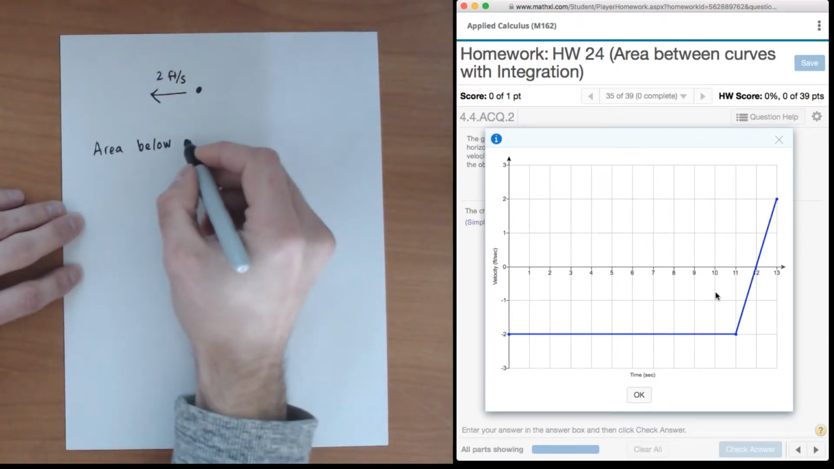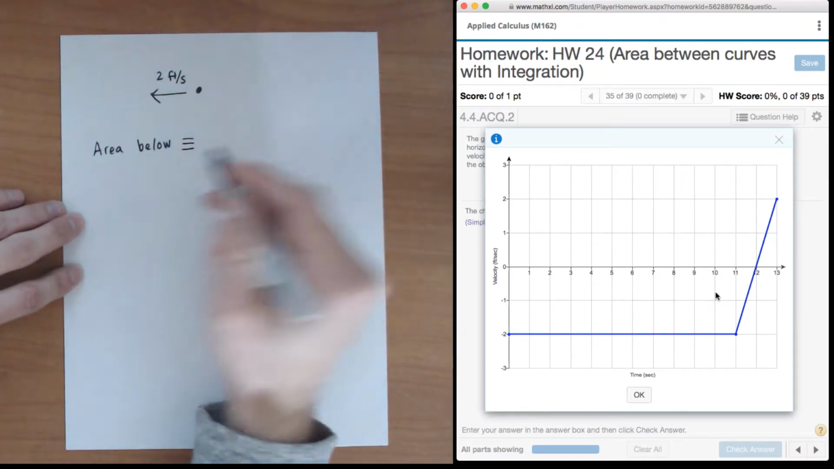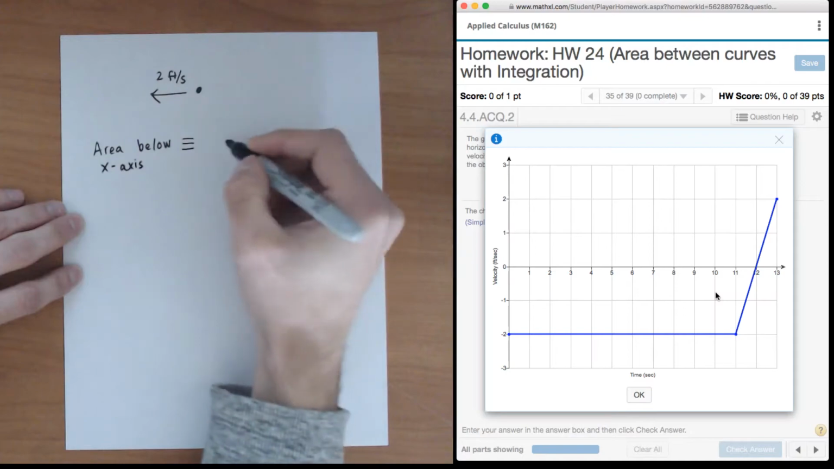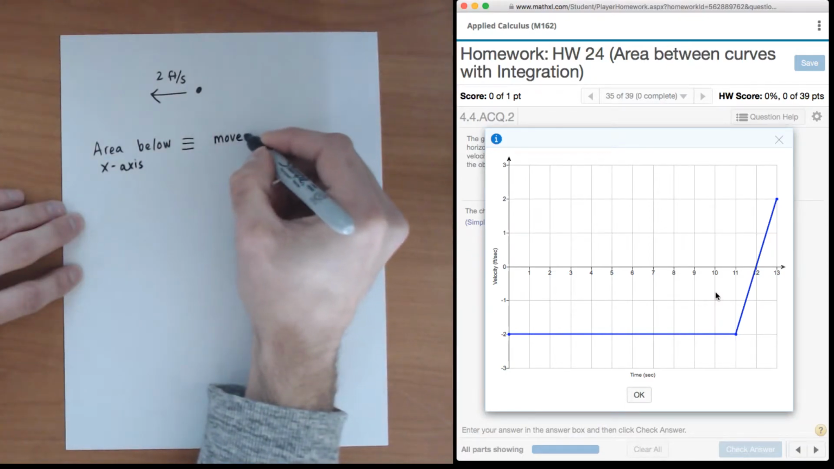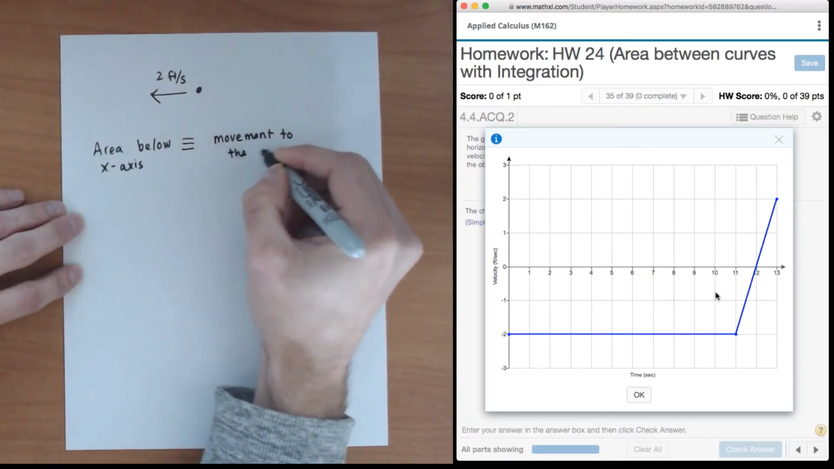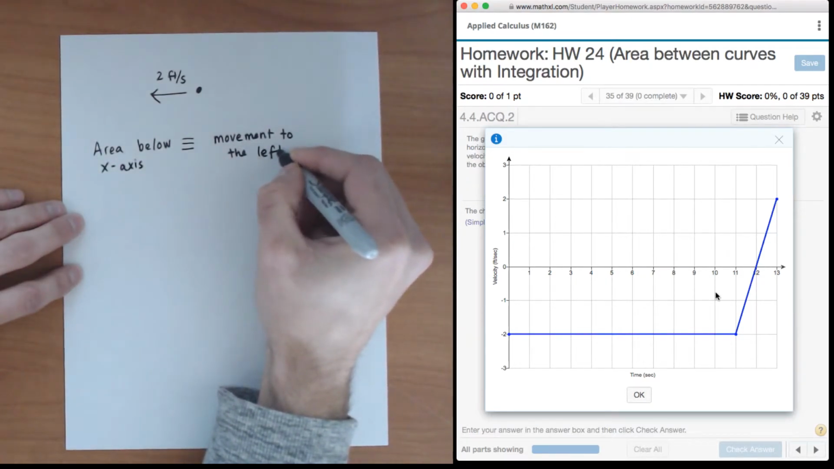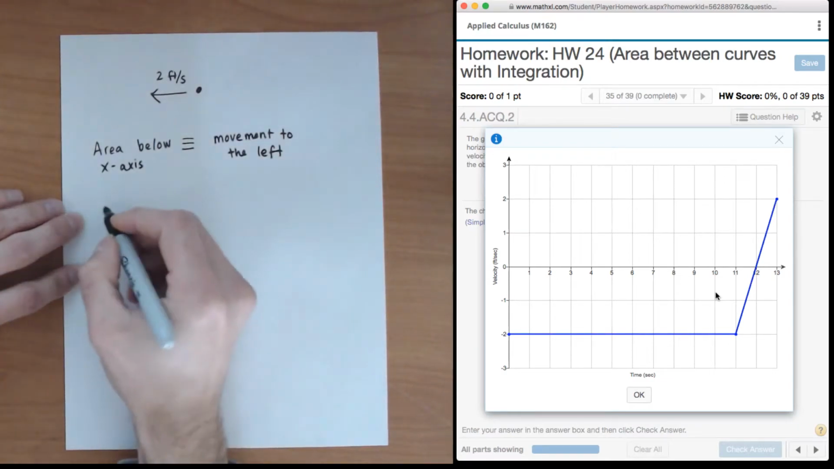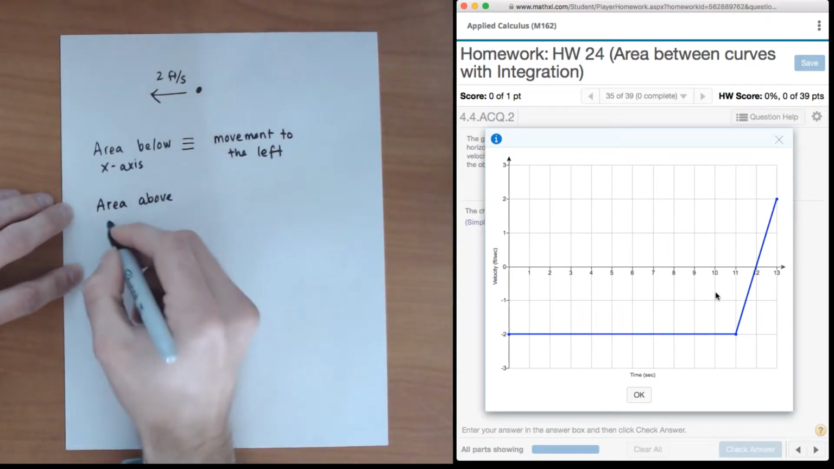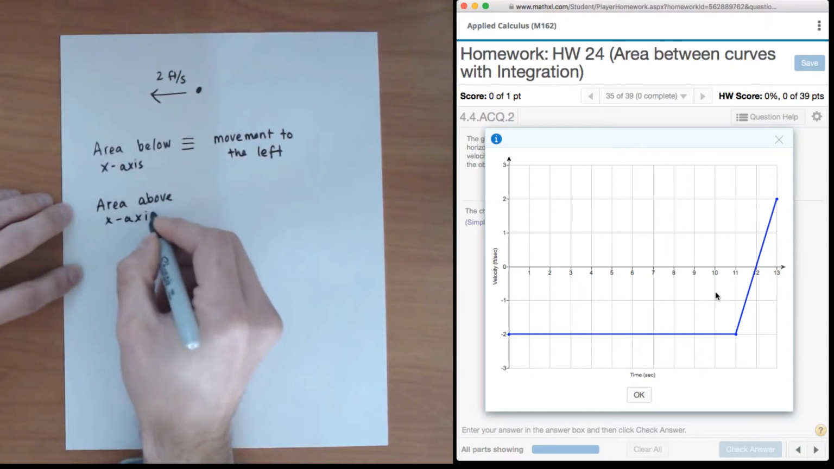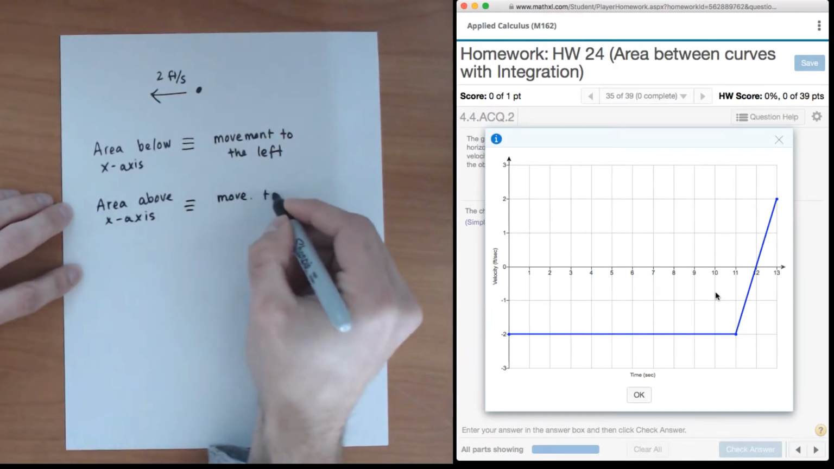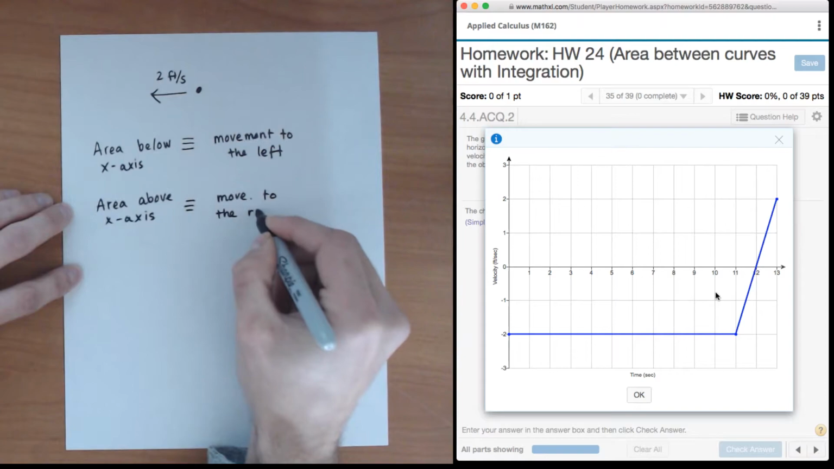So the area below the x-axis, that would be movement to the left, and area above the x-axis, well, that's going to be movement to the right.